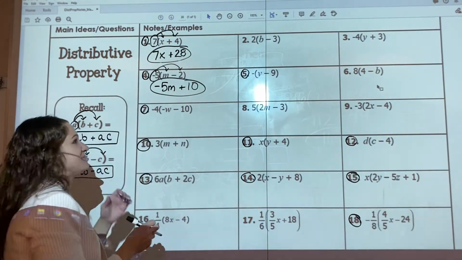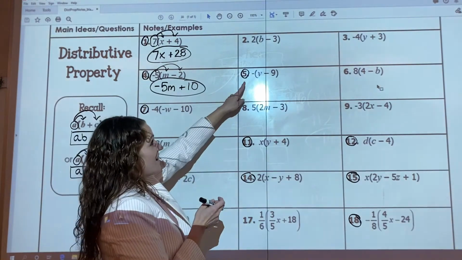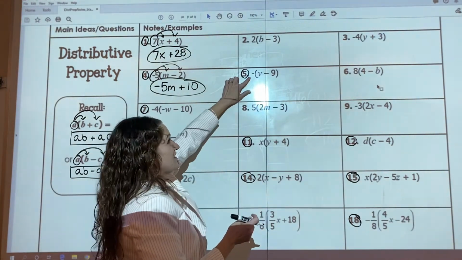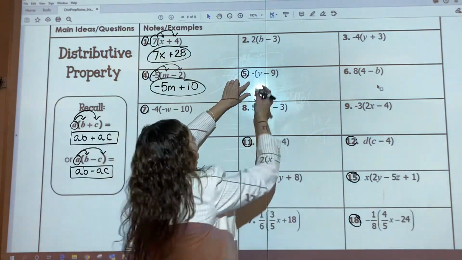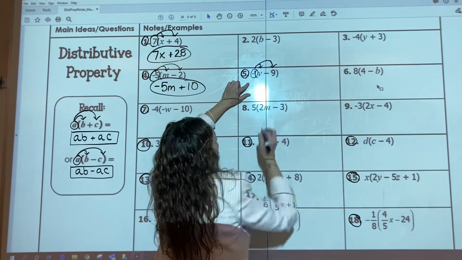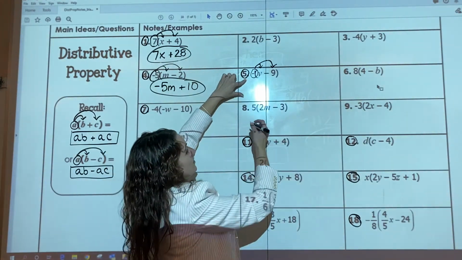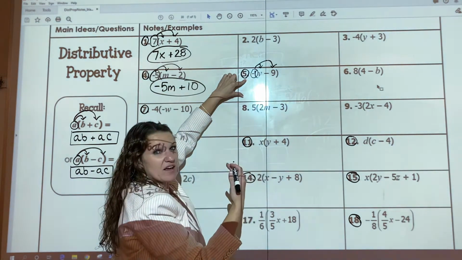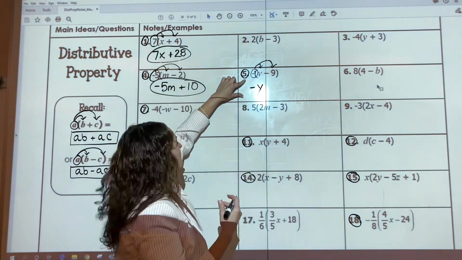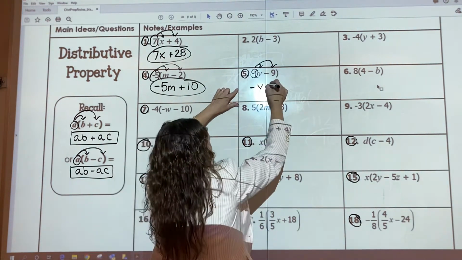So far, so good. For number 5, we're going to be distributing a negative 1. It's kind of invisible, but we can assume that that negative symbol means negative 1. You can write the 1, you don't have to. So I'm going to distribute that to both of my terms. So negative 1 times y is negative 1y, or you can just write negative y. Either way is correct. Negative 1 times negative 9 gives me a positive 9.